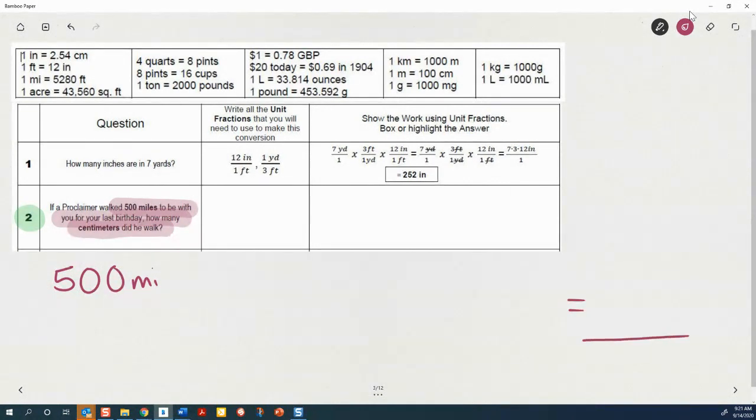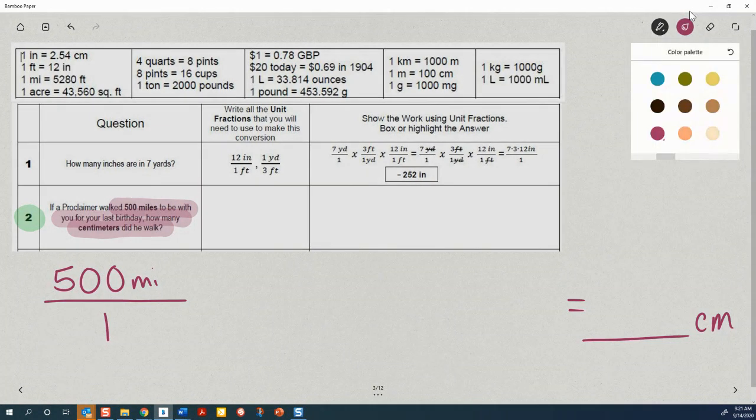But if they did walk 500 miles, and we want to convert that to centimeters, we always start by writing the 500, what we're given to start with, over 1. We'll always start by writing it over 1.